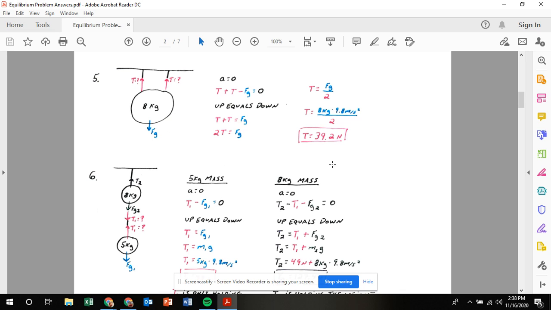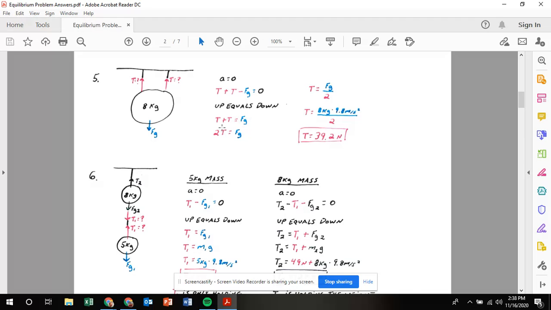Here are problems 5, 6, and 7 from the equilibrium review. For problem number 5, force of gravity pulls down. There's one tension up. Here's another tension up. There's no acceleration because the object is just hanging, so my up stuff is going to equal my down stuff. Here we go. 2 upward tensions equals force of gravity.